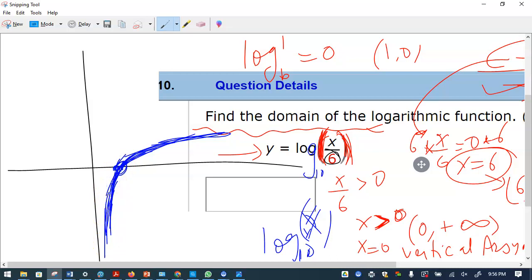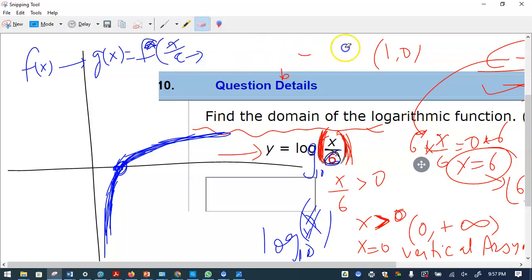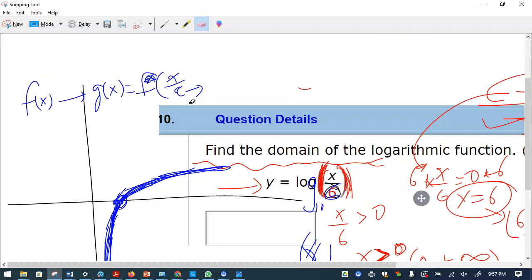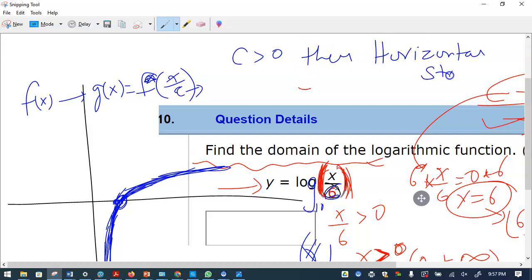Now what's happening is there is that 6 here. What does this 6 do? You have to remember that when you have f of x and the new function g of x is f of x over c, this c behaves like this: if c is greater than 1, then there is a horizontal stretch by scale factor of c.